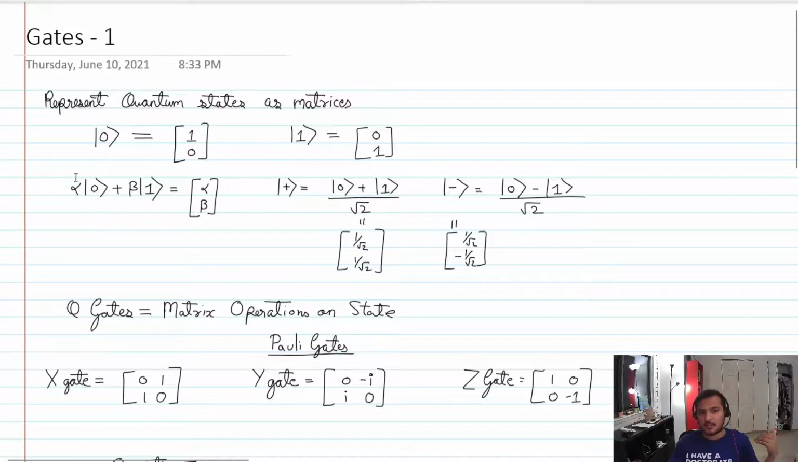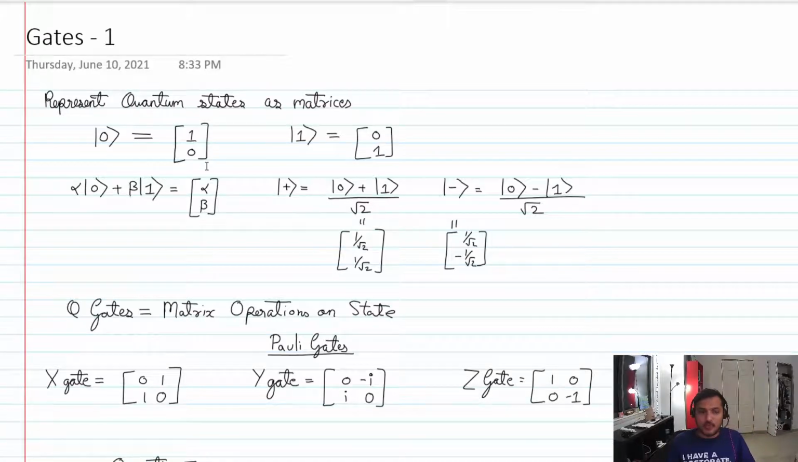Now, a regular qubit is in a superposition of 0 and 1, which is alpha times 0 plus beta times 1. So you would represent it like this. And this is pretty straightforward. You multiply alpha to this one, you multiply beta to this one, and then because there's an add, you add them up, and this is what you get. So this represents the most general quantum state in this matrix form, which is just a representation.